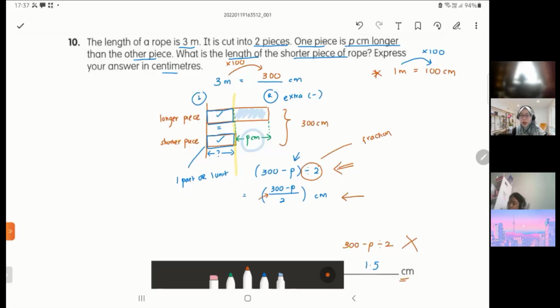Okay, there's a proper way to represent algebra and units of measurement, cm. So my correct answer is (300 minus P) over 2, cm. Answer. Okay.